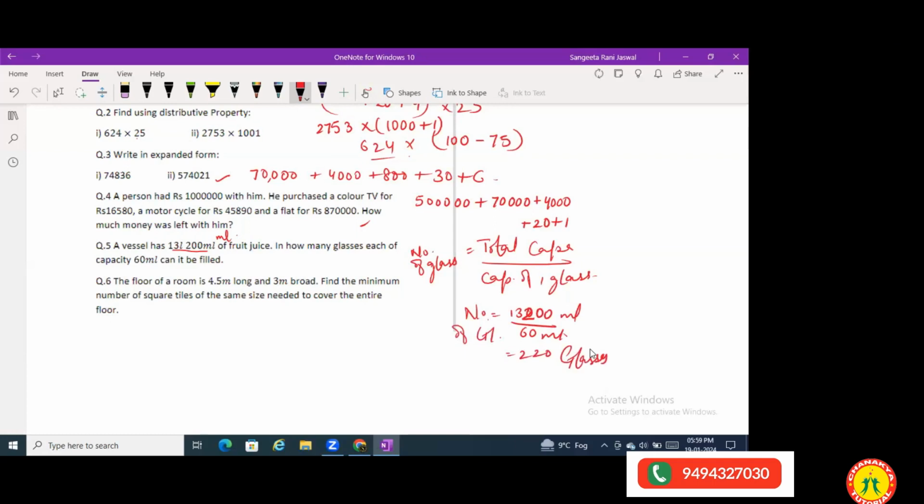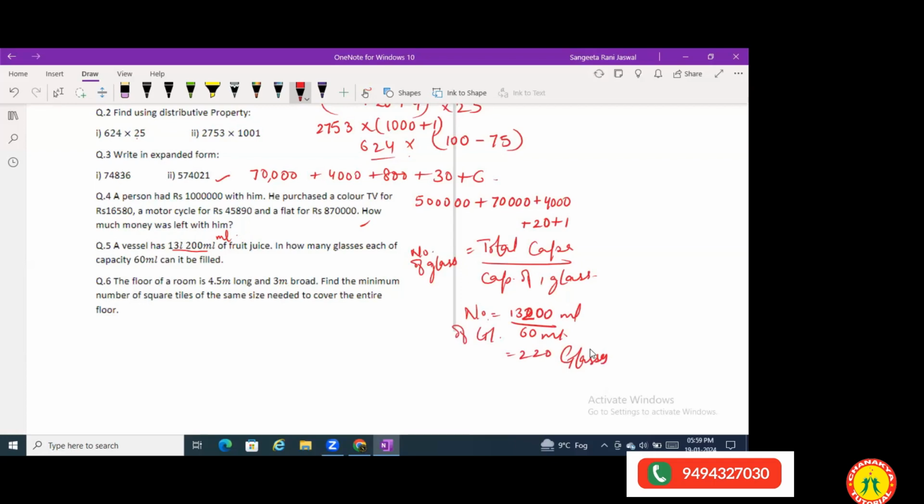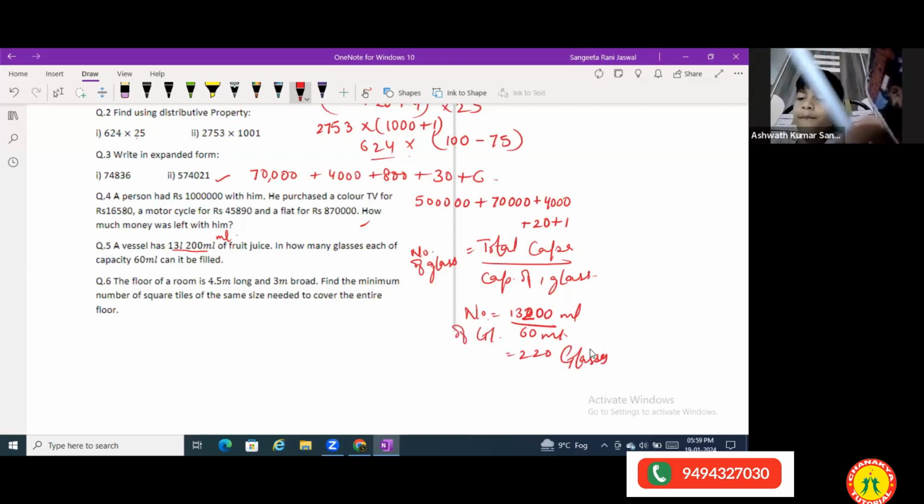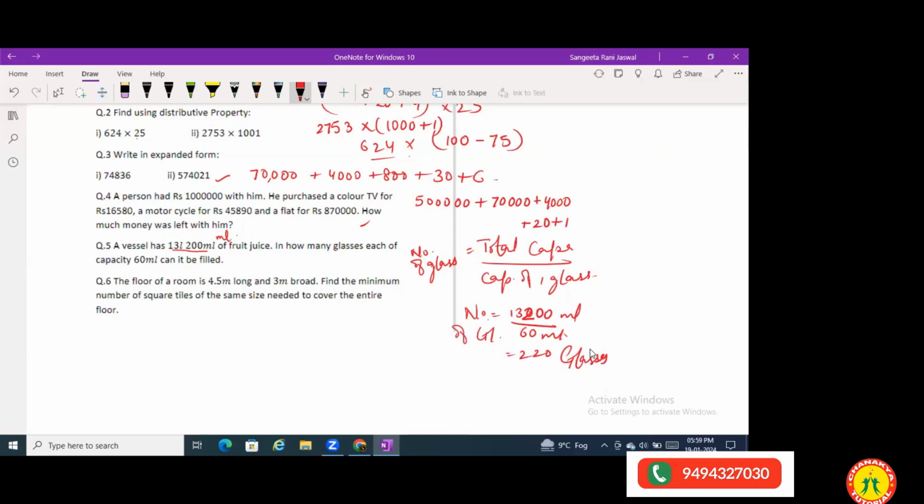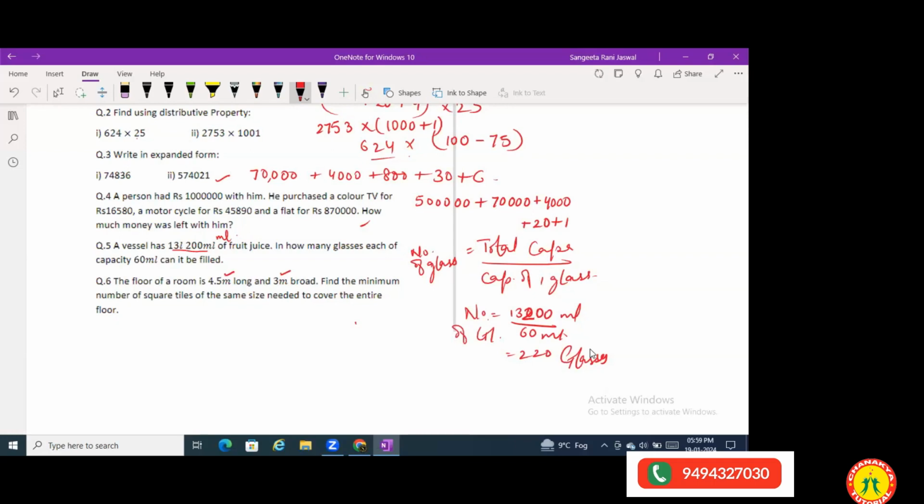A floor of a room is 4.5 meter long and 3 meter broad. Now the dimensions of the floor are given. Find the minimum number of square tiles of the same size needed to cover the entire floor. So what will you do here? You have the dimensions of the floor given. So you will first find the area.